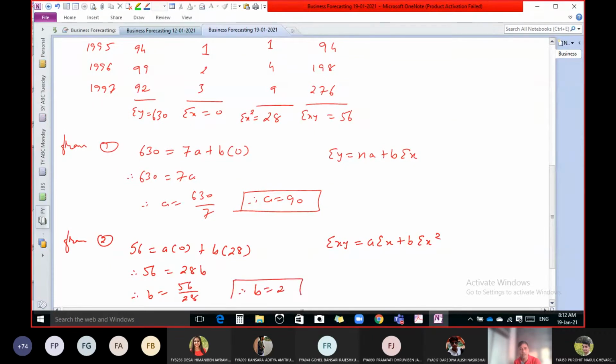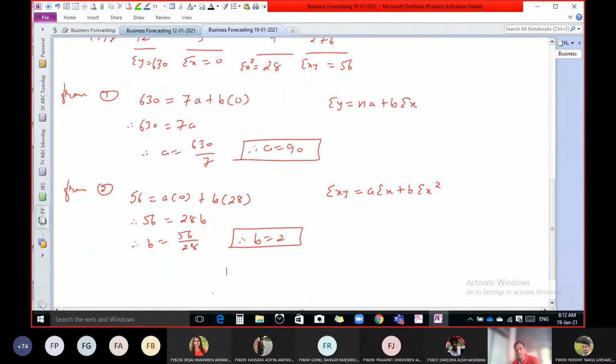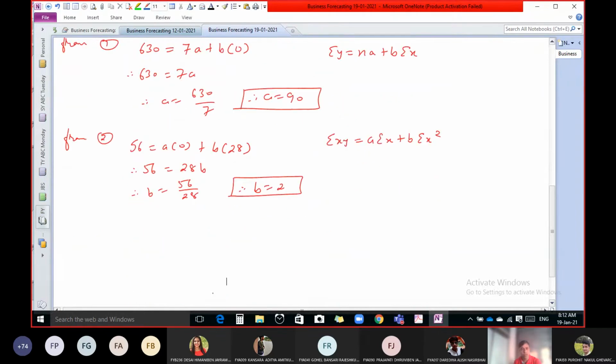So now we have the values of a and b. A is 90, b is 2. So now the straight line is y equal to a plus bx, that is y equal to a, which is 90, plus b, which is 2, times x, that is nothing but year minus 1994. So this is our final answer for the given question.